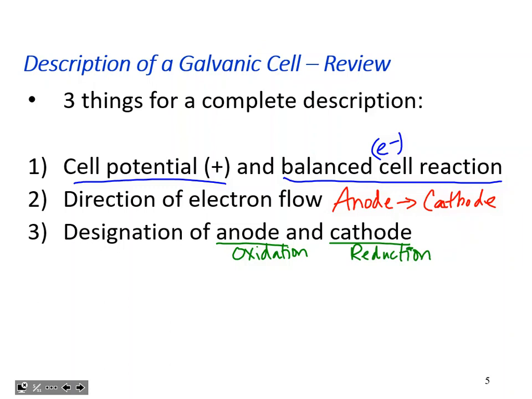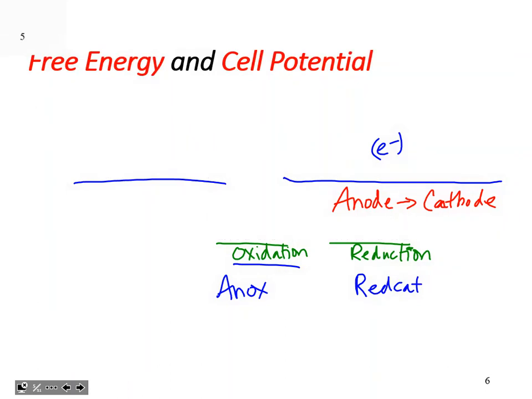Or they could give you a picture of the cell and you have to look at it and decide what's going to be the anode or the cathode based off of what components are in there and your balanced reaction and so forth. Don't forget too that there's an easy way to remember this. We do AN OX for anode, cathode is RED CAT. So reduction takes place at the cathode, oxidation takes place at the anode.